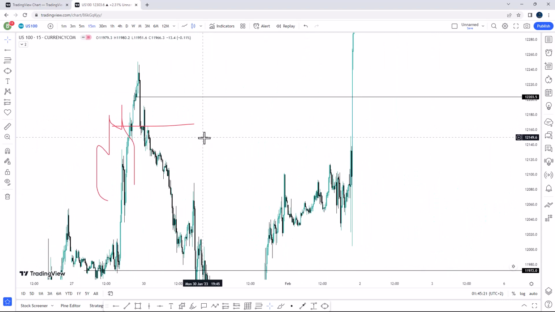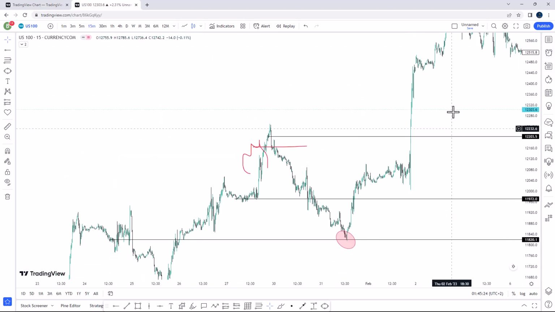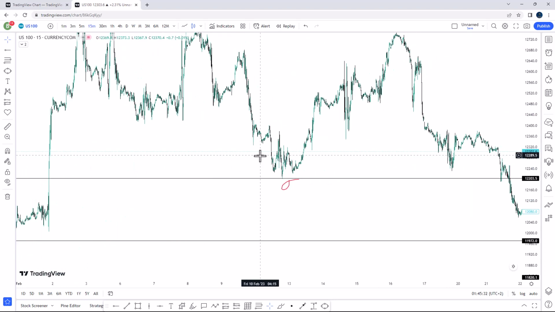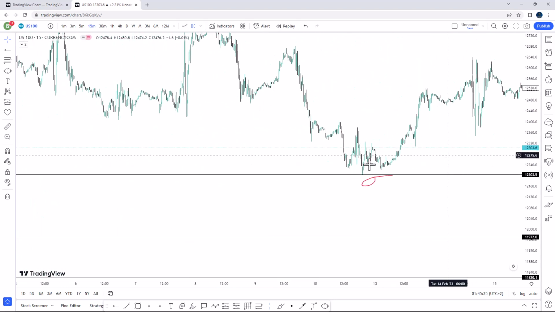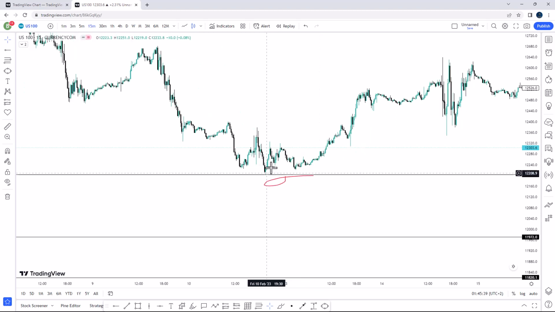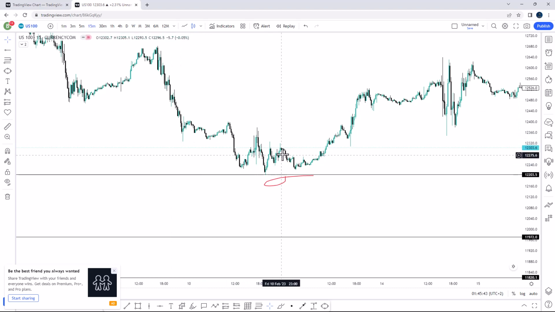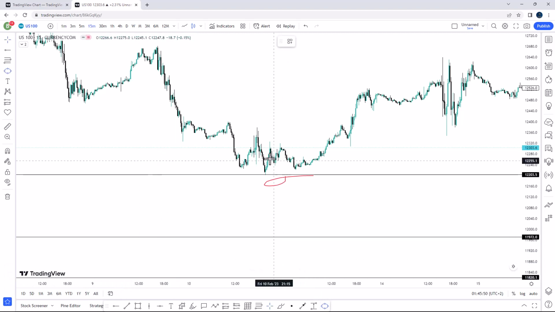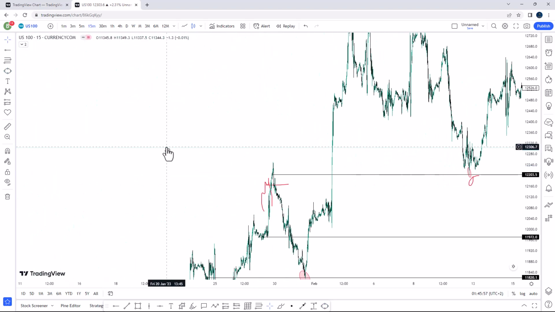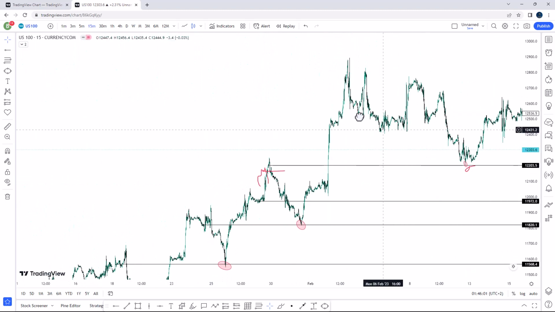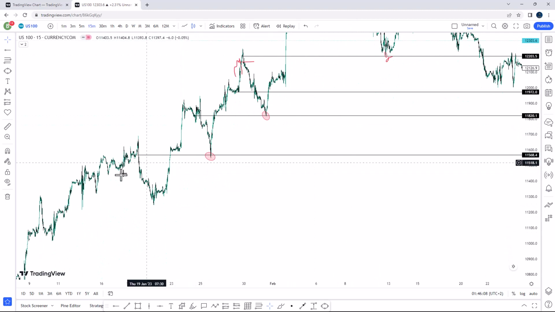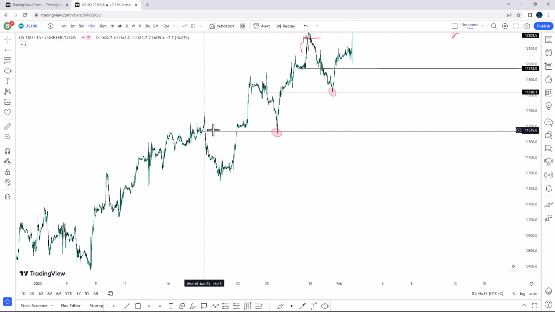So here, try to see the magic, guys. Try to see the perfect reaction, a beautiful accumulation forming, and then the market is going higher. Hope you can see that right here. Do you see it or not? Try to see the behavior.